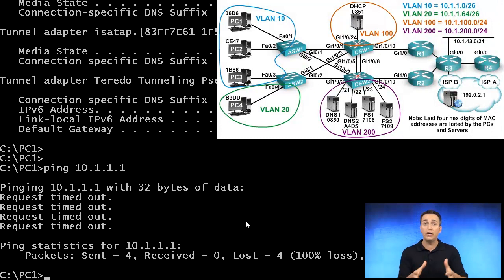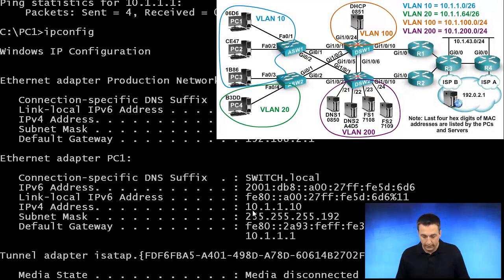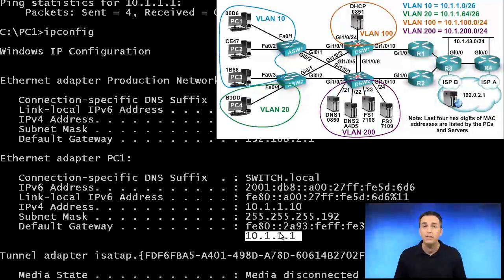So what are we going to do? We're going to examine our documentation, and our documentation says PC1 should have an address assigned via DHCP. It should be with a subnet mask of /26 within that 10.1.1.0/26 network. And the default gateway should be 10.1.1.1. So that's what our documentation says. We go to PC1, and we see that, yeah, they do have an address within that subnet, within VLAN 10, and they have the right default gateway.